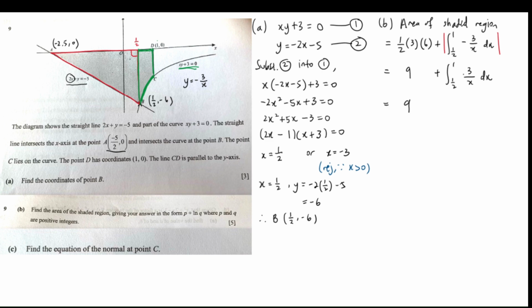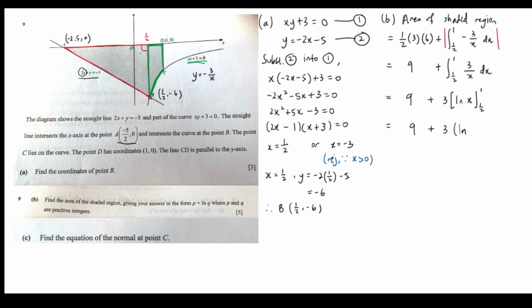3 is just a coefficient, so you don't actually need to be bothered by it when you integrate. This will be 3 ln x, where you need to substitute your x to be 1 and half respectively. So you have 9 plus 3 bracket, 3 ln 1 minus ln half. So with that, simplify it further. Ln 1 is actually 0. So 3 times 0 will give you 0. 3 times negative ln half.